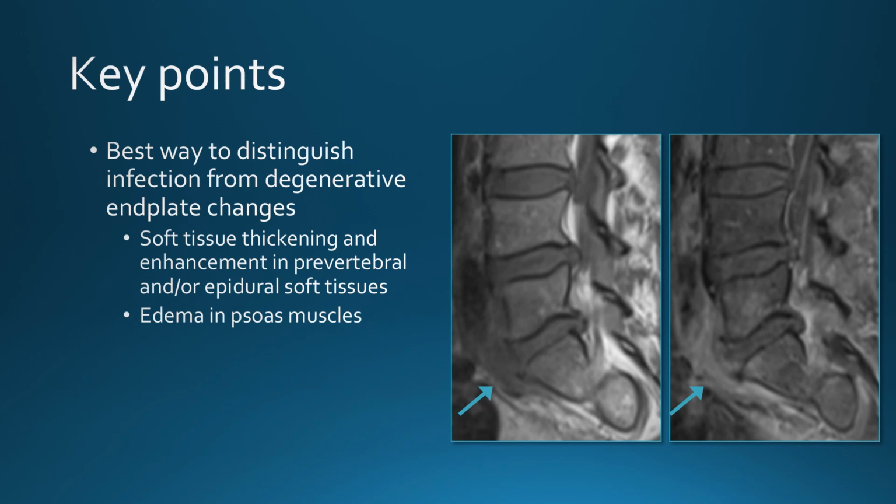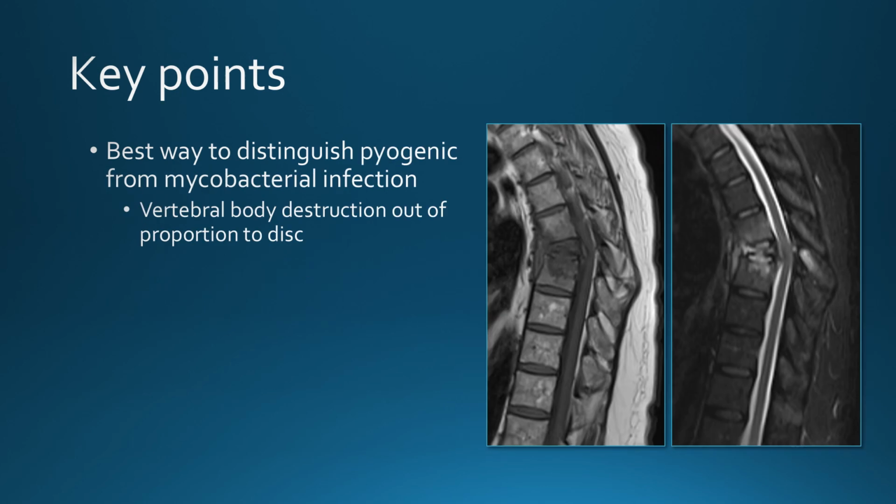The best way to distinguish infection from degenerative changes is the soft tissues. So the soft tissue thickening and enhancement in the prevertebral and/or the epidural soft tissues is the most reliable sign to distinguish degenerative disc changes from infection. Also remember the psoas sign, look for edema in the psoas muscles. And the best way to distinguish pyogenic from mycobacterial infection is that the vertebral body destruction is out of proportion to the involvement of the disc.